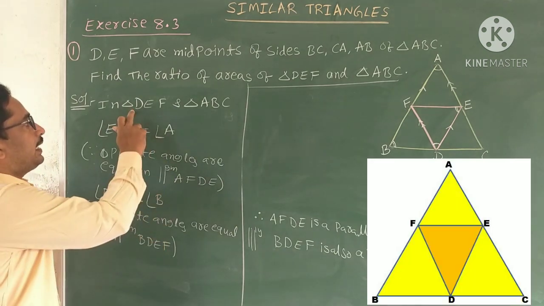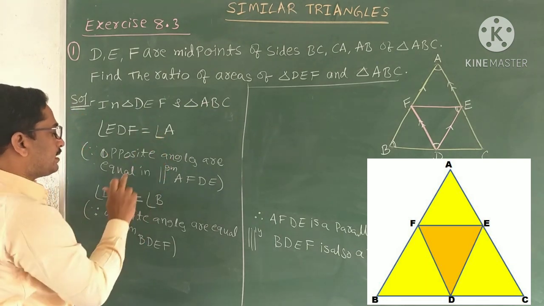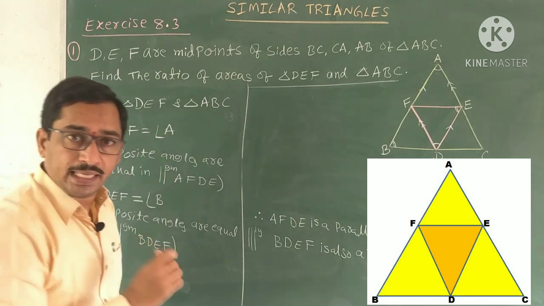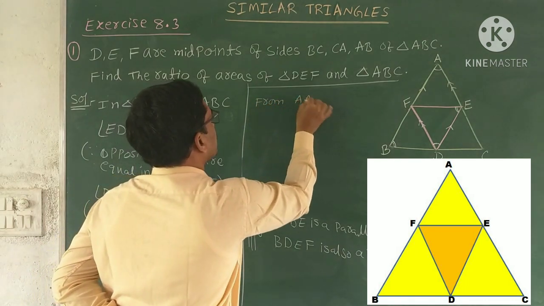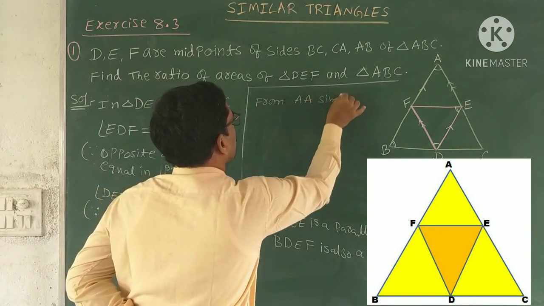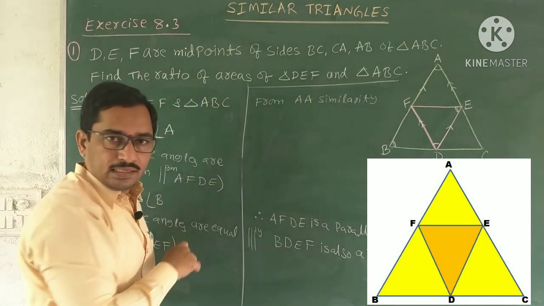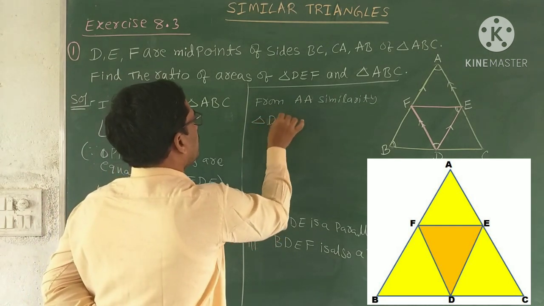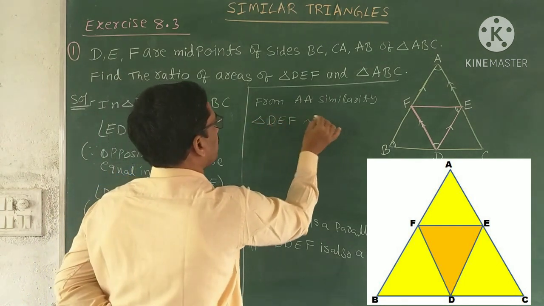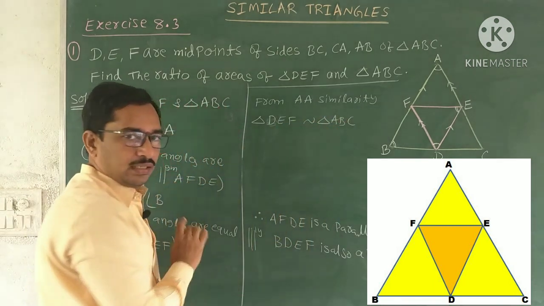Means in triangle DEF and triangle ABC, if two angles are equal, then from AA similarity, these two triangles are similar. Triangle DEF is similar to triangle ABC.